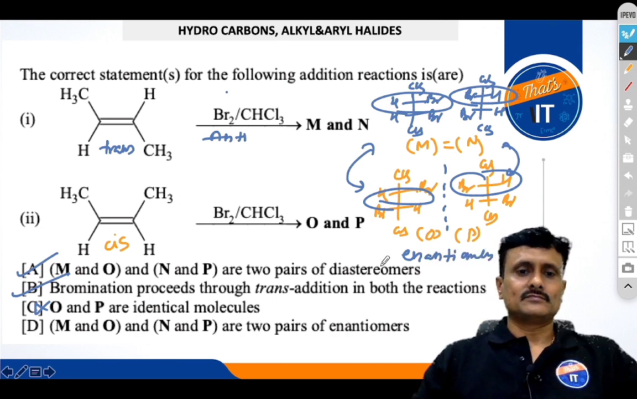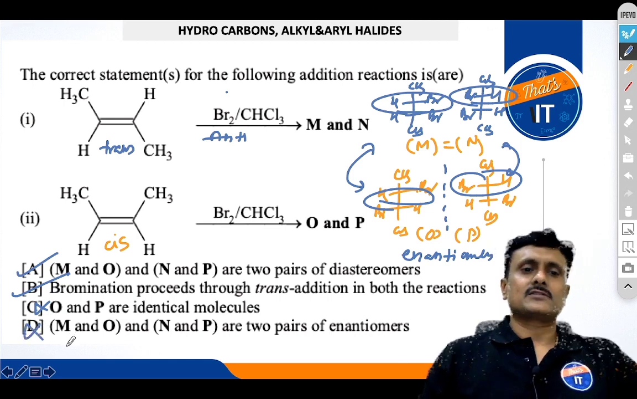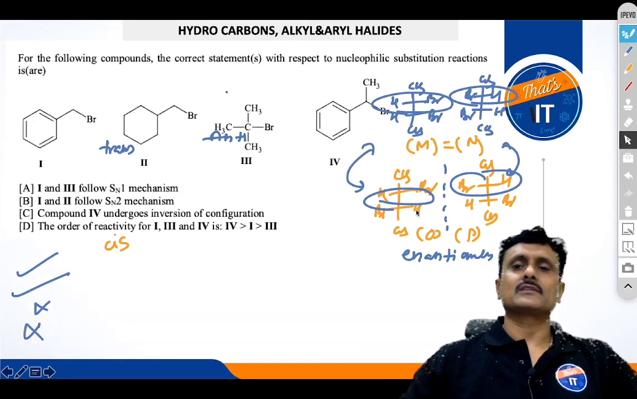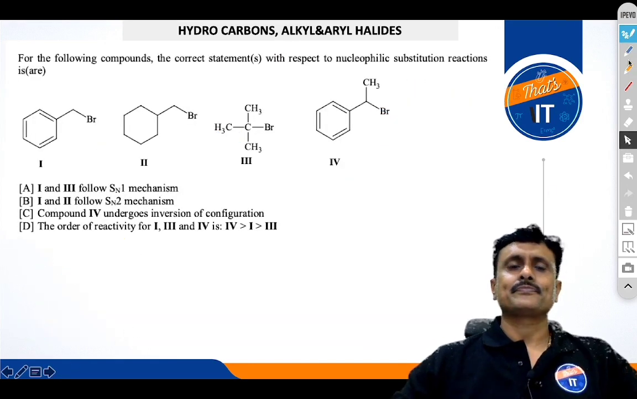M and O, N and P are enantiomers. This is also absolutely wrong. They are actually diastereomers, isn't it? So the right answer for this question is A and B. Hope you understood, isn't it? Now let's see the next question.